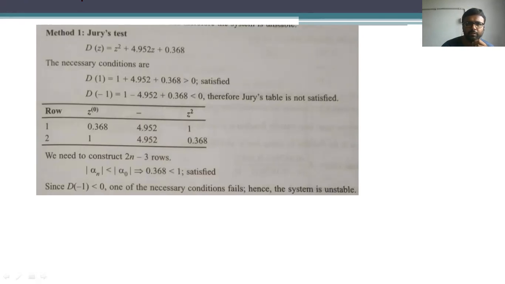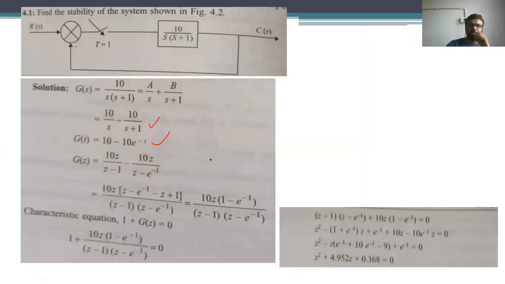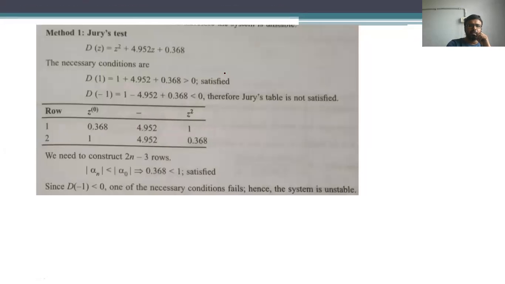Therefore, we can conclude that the given system is an unstable system. Why? Because it is satisfying only two conditions, and D(-1) should be greater than 0, but it is less than 0. Therefore, the given system is an unstable system.